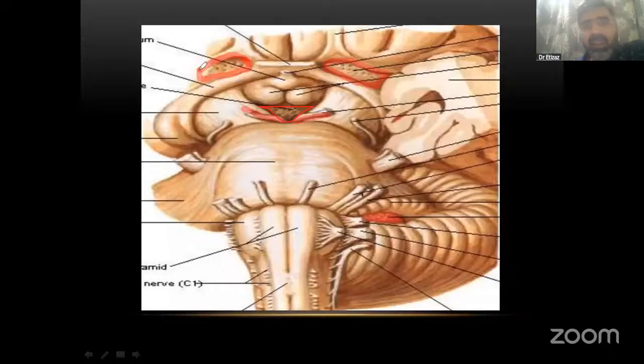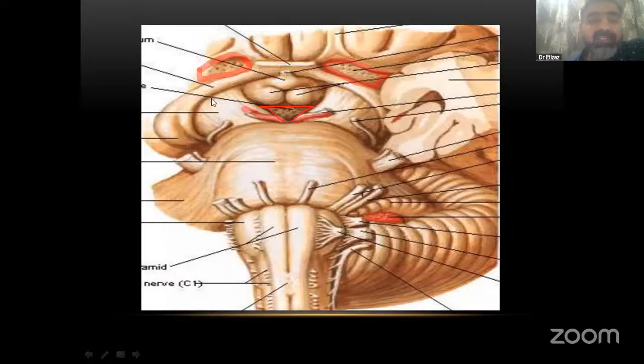Anyone? Let's visit the base of the skull. So, the anterior perforating substance, since no one else is saying. Anterior perforated substance. Thank you, Dr. Kamal. So this is the anterior perforated substance.